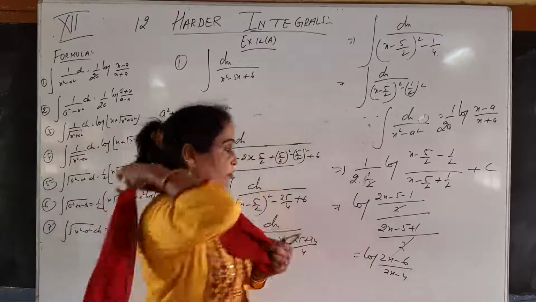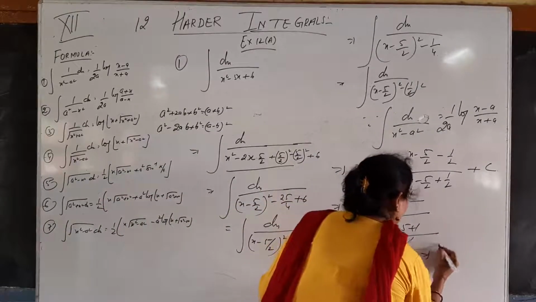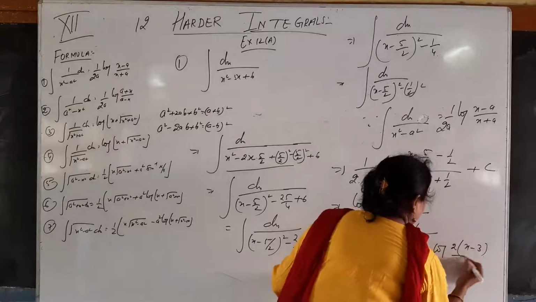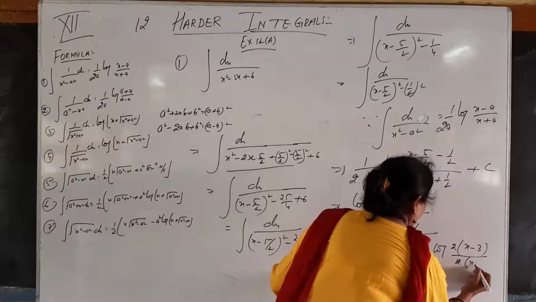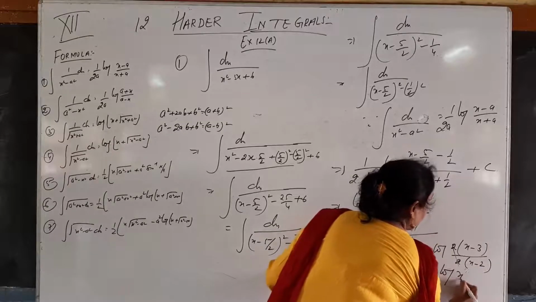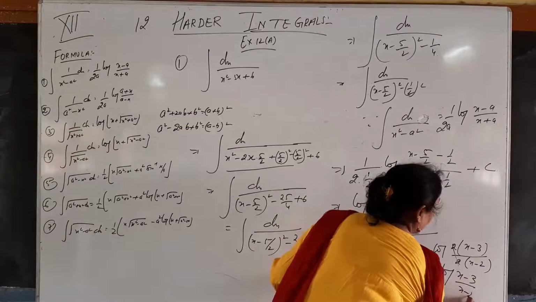We can take 2 common also. So here we will get log, take 2 common, so it will be x minus 3. Here also 2 common, x minus 2. This 2 cancels. So the answer is log (x minus 3) upon (x minus 2).